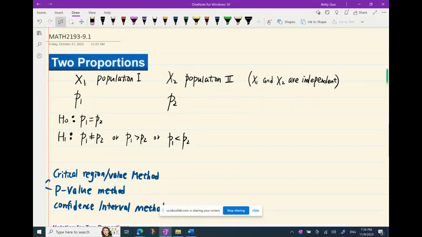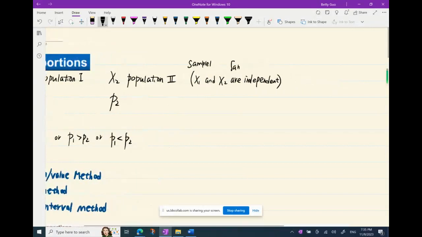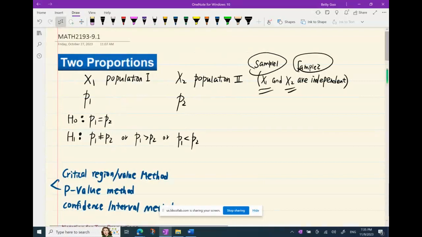Since the 2 populations are independent, if I get sample 1 from X sub 1 and sample 2 from population 2, then the 2 samples are independent as well. Independent means they are not paired or related in any sense.